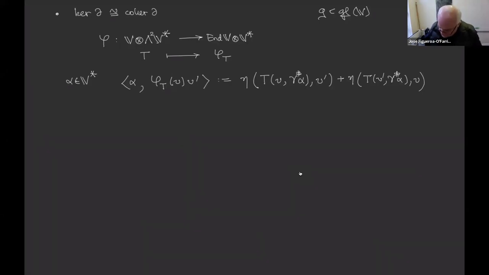And you can prove the following. So first of all, that phi T of v actually lives in G. It's not just in endomorphisms of V, but actually in the Lie algebra. So fact, you can prove it. It's not difficult, but I mean, just okay. It lives in G, and therefore, let's use the same name. Phi actually takes V tensor exterior square of V star to G tensor V. Well, let me write it like this.